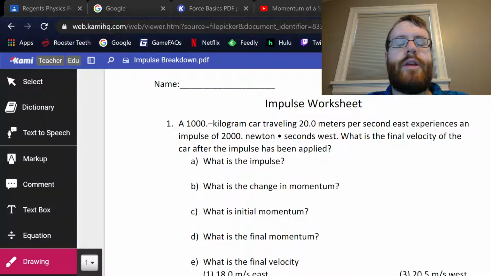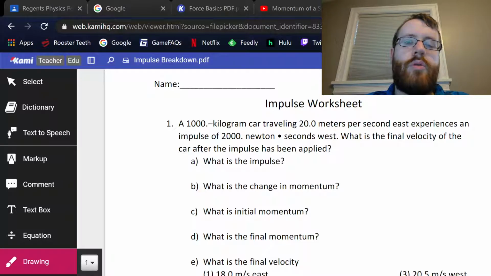Hello everyone. Today we're going to be looking over the impulse worksheet. Now, as I said in the description, the worksheet is set up a little differently for the first two questions, where I'm really breaking down the question into all of its tiny little parts that you kind of have to consider when working on these type of questions.